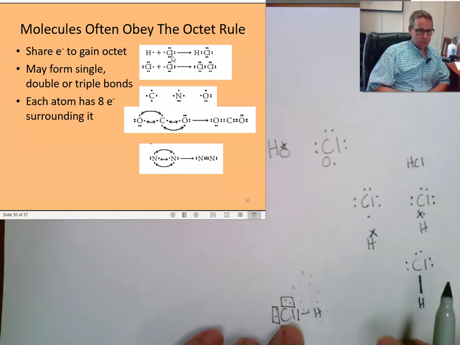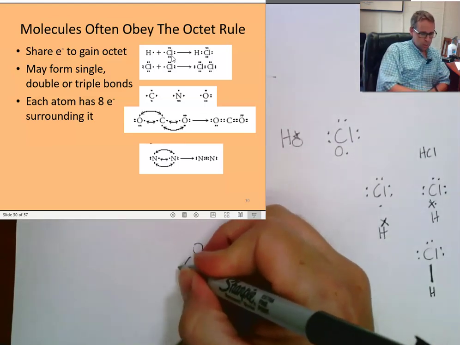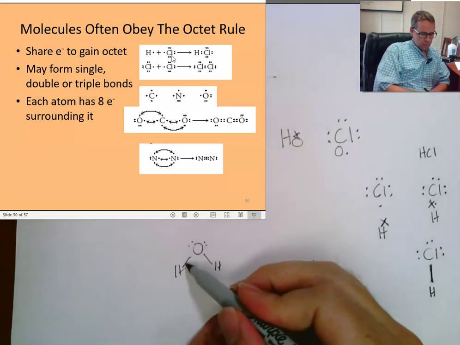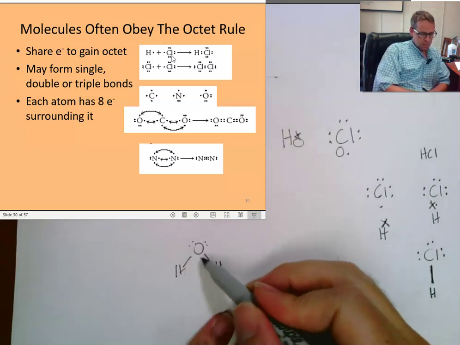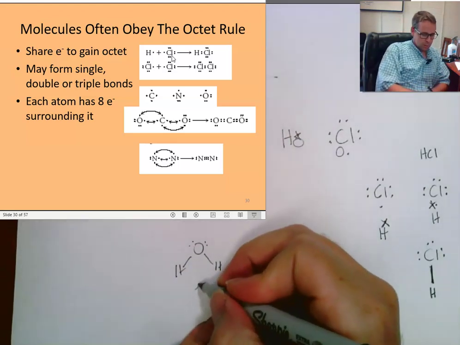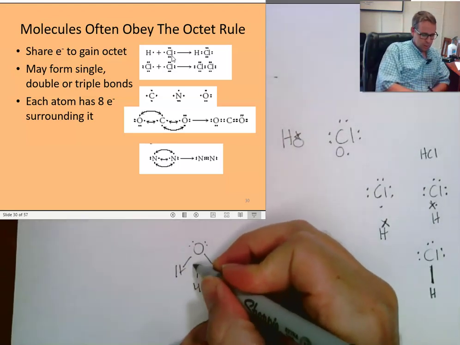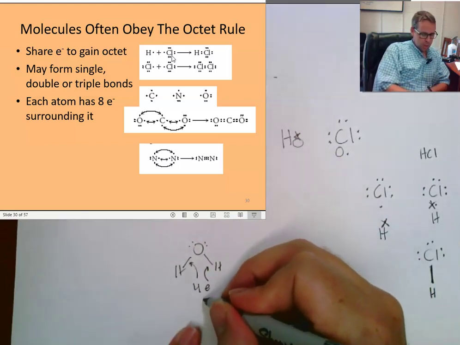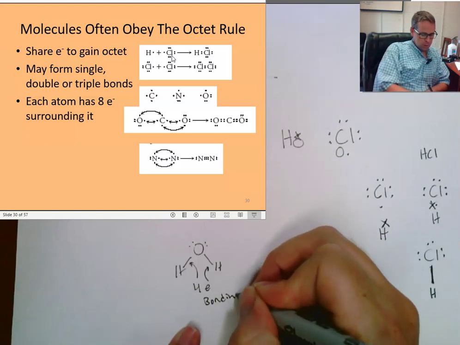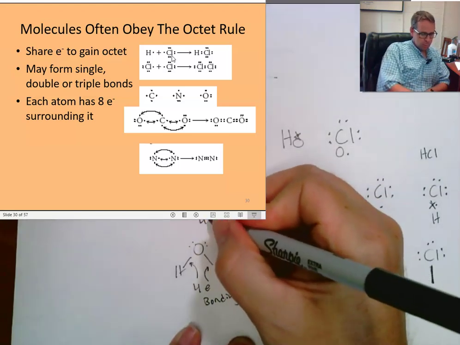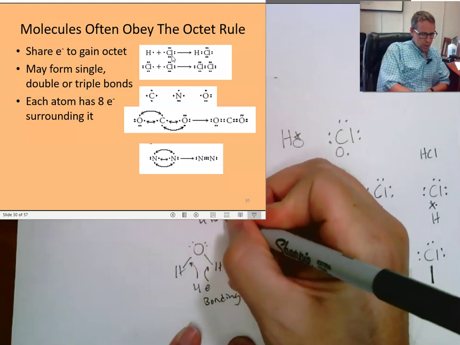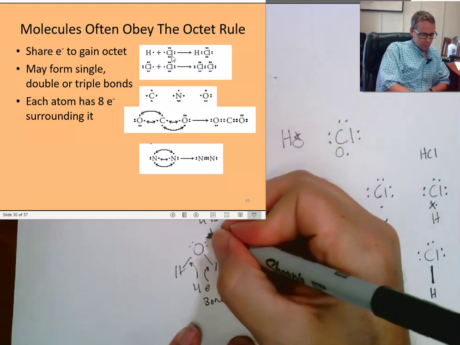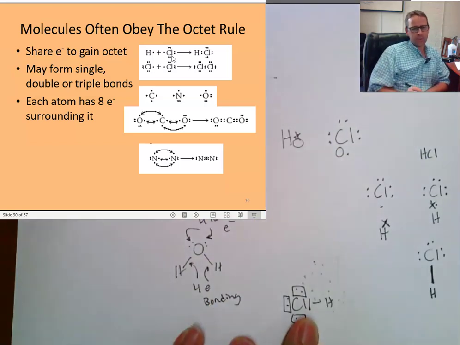So anytime there's a bond, for example water, which we've drawn since day 1, those 2 bonds each represent 2 electrons. So there's 4 electrons in all there. We call those 4 electrons involved in bonding, and then we have 4 non-bonding electrons. All right.